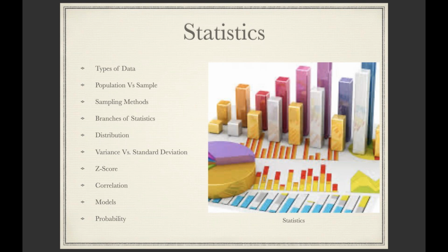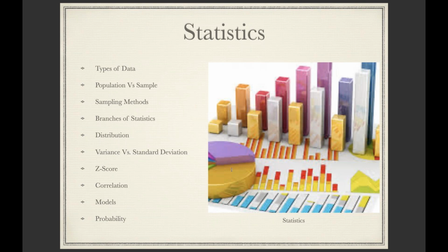I'm going to answer why we require standard deviation if we have variance, and what is the correlation, why we require correlation, and different models in statistics. And we're going to cover the basics of probability too, which are things that are essential for machine learning. We're not going to cover everything about statistics or probability, but the things that are required for machine learning.